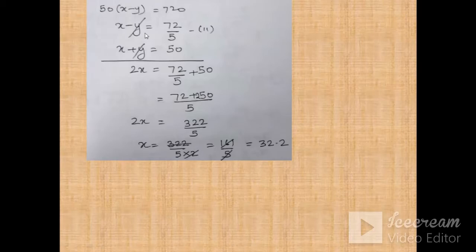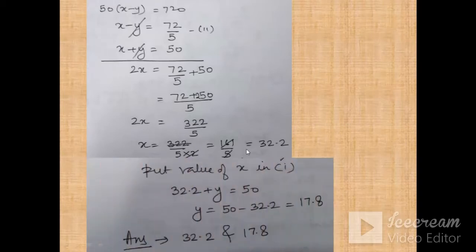So what is x minus y? x minus y will be 72 upon 5. Then we will use the first equation, that is x plus y equal to 50, and after adding these two you will get 2x equal to 322 upon 5. So what is x? 32.2.